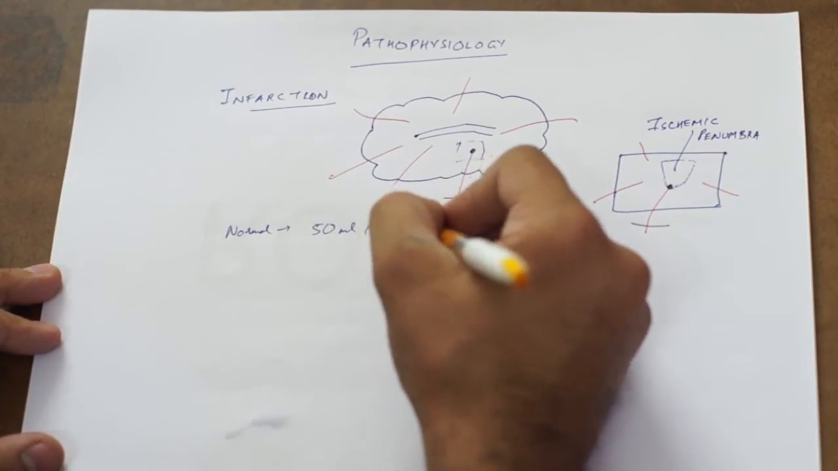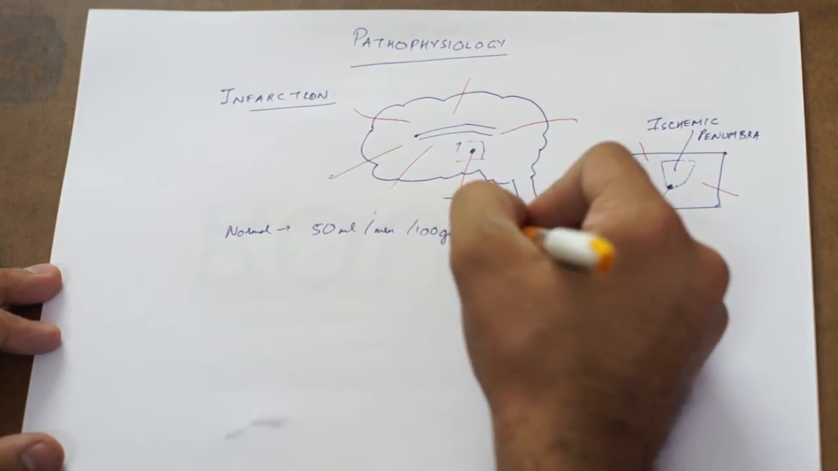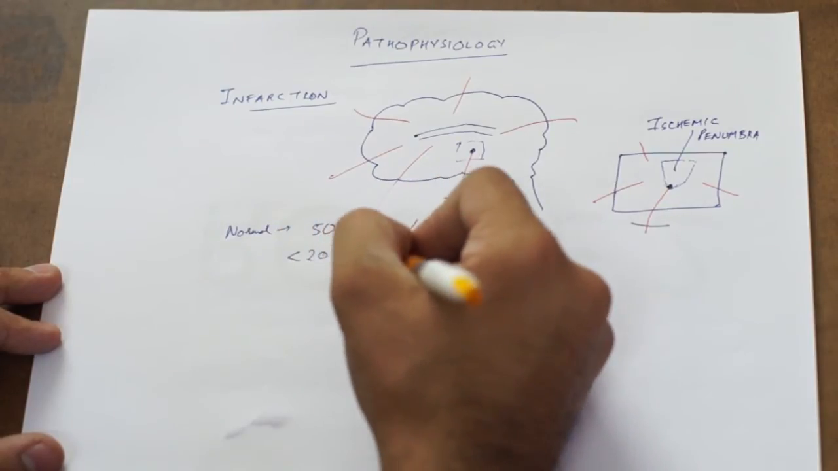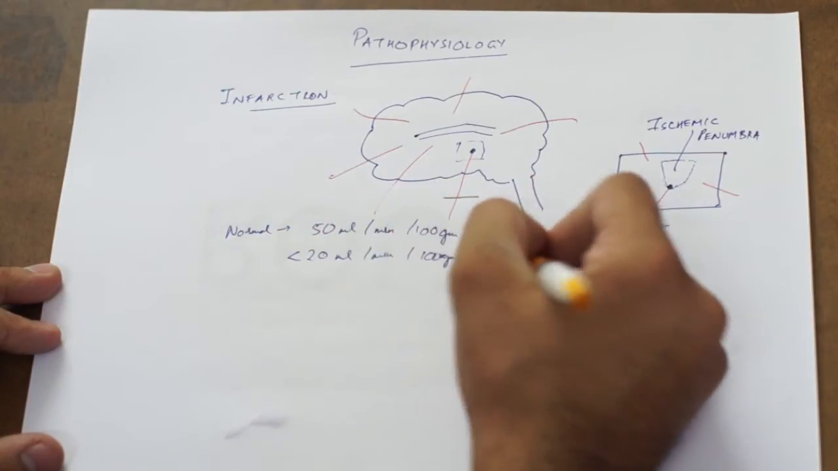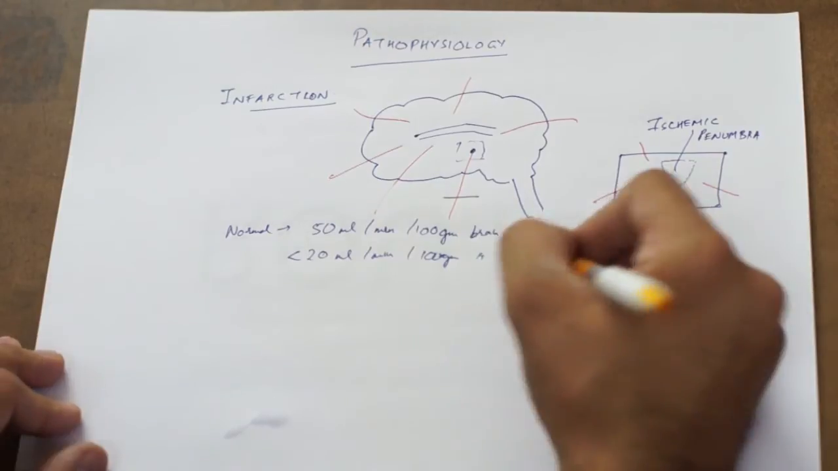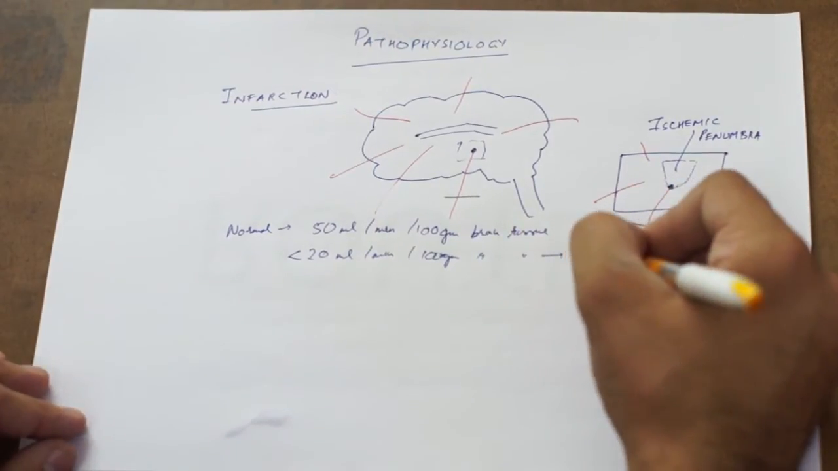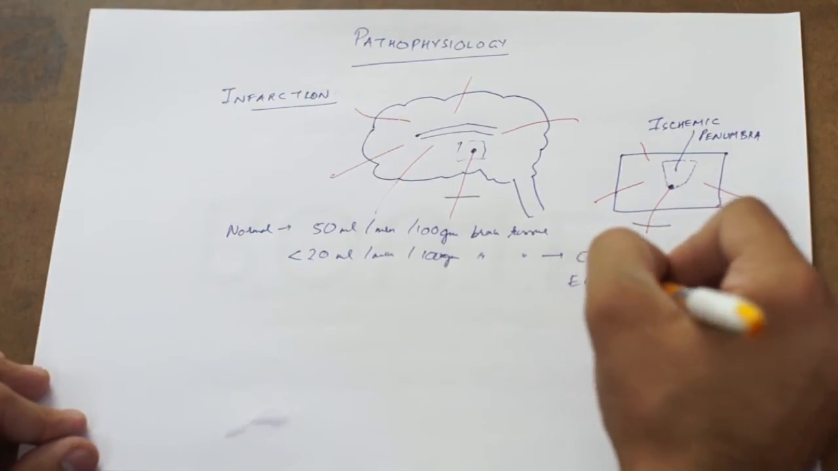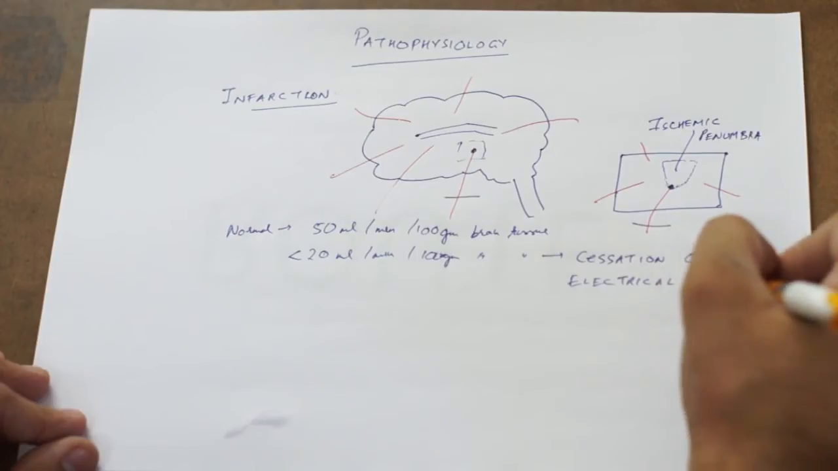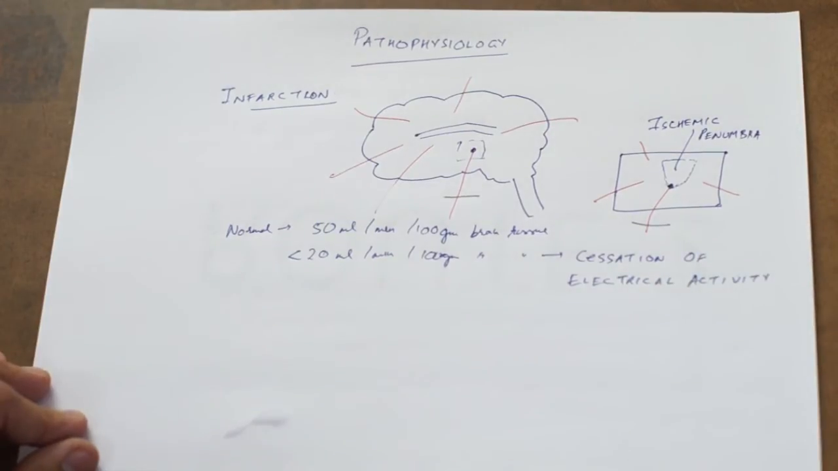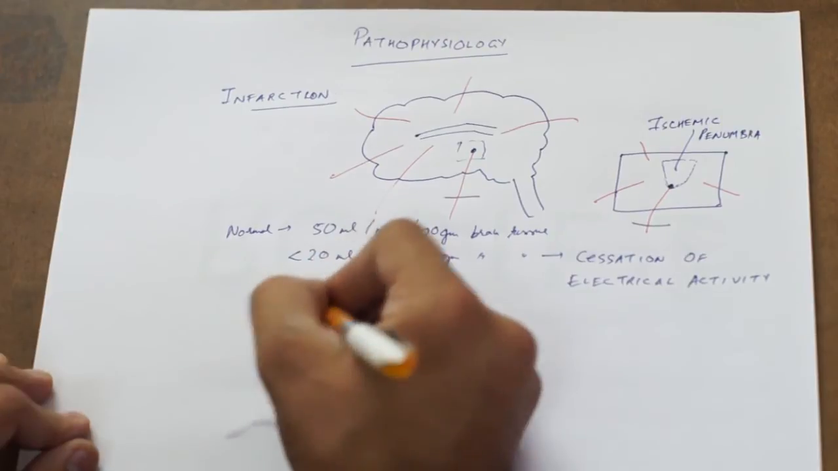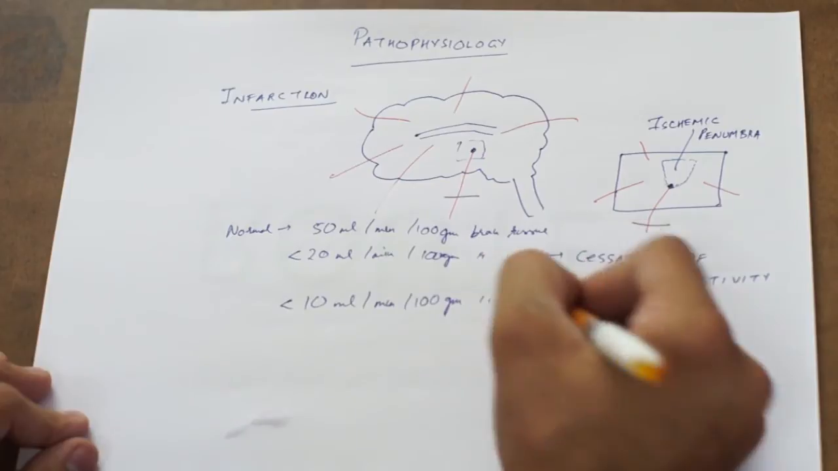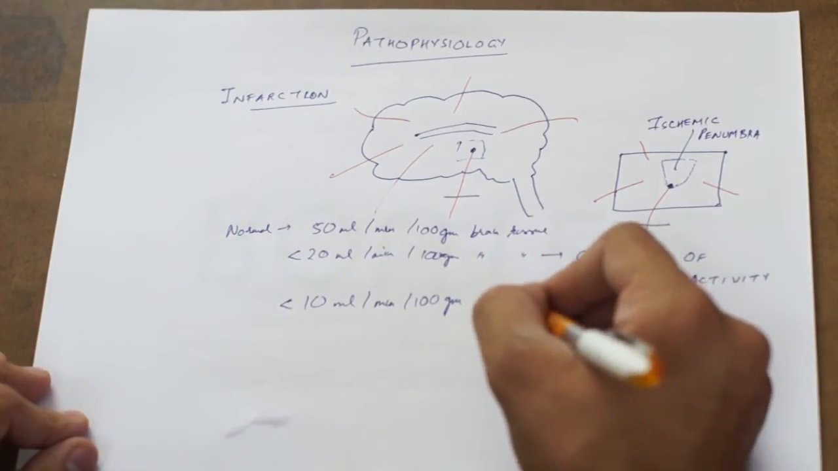So the normal blood supply is 50 ml per minute per 100 gram of brain tissue. However, when this falls to less than 20 ml per minute per 100 gram of brain tissue, it results in cessation of electrical activity, and the symptoms appear, but the cells are still alive at this stage, and reperfusion would reverse the symptoms. However, when it falls to less than 10 ml per minute per 100 gram of brain tissue, it results in rapid neuronal death.